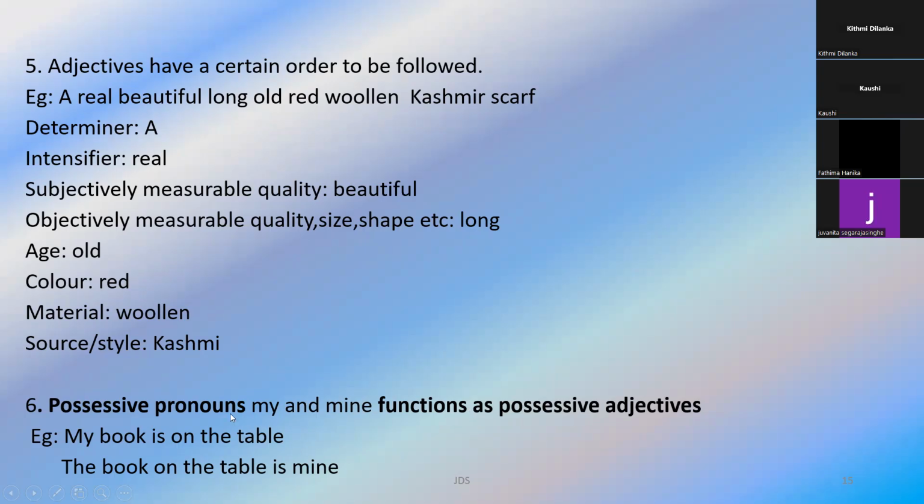The possessive pronouns can also perform the function of possessive adjectives. Look at the examples. My book is on the table. The book on the table is mine. So you have the possessive adjective and the possessive pronoun, my and mine.